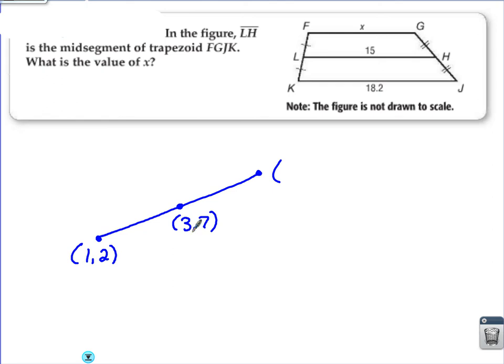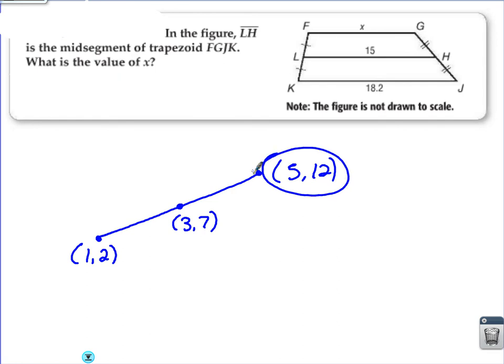1 to 3 to 5. It's an arithmetic sequence. 1 to 3 to 5. 2 to 7 to 12. You're adding 5 each time. On the first one, you were adding 2 each time. So the other endpoint would be 5, 12.